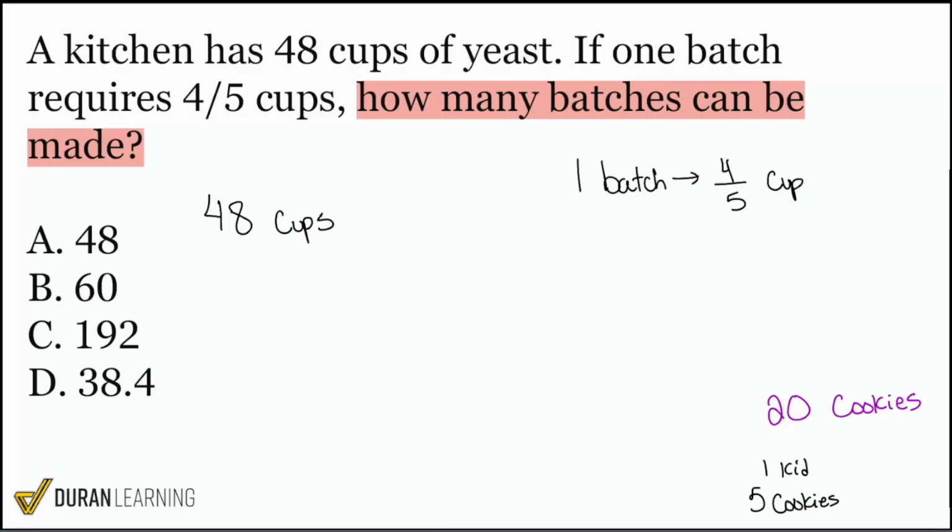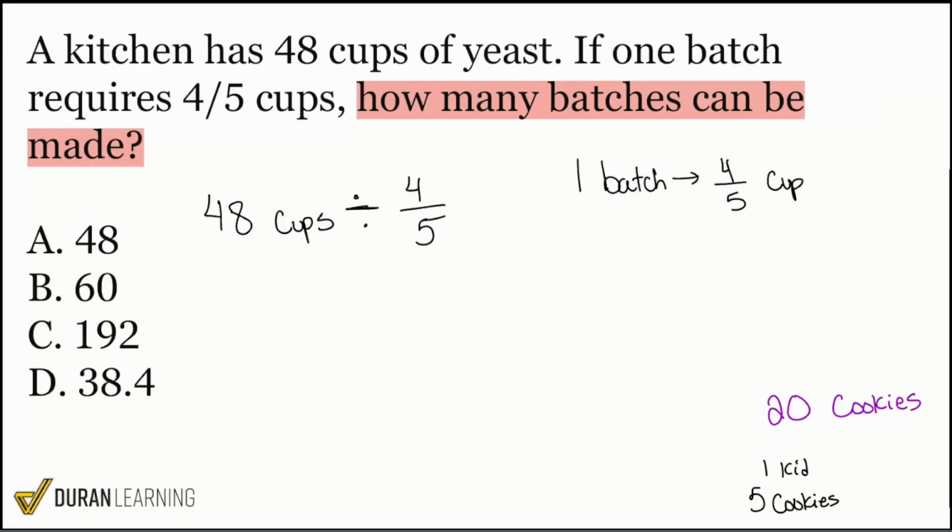Now, when you write it out, you're going to freak yourself out. You're going to be like, this doesn't seem right. 48 cups divided by 4/5 of a cup? No, that is correct. It just so happens that the number is a fraction, but the reasoning is sound. We divide the total number of cups by the number of cups that we need per item. How many of one can fit into another? That's division. It just so happens to be a fraction.